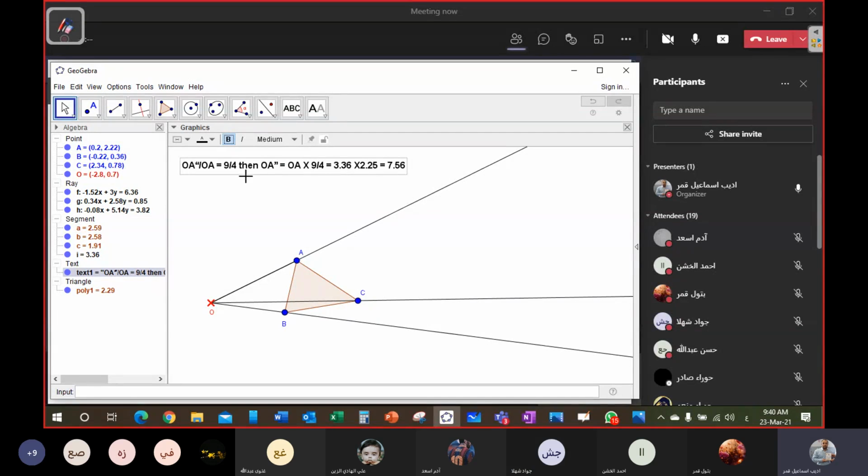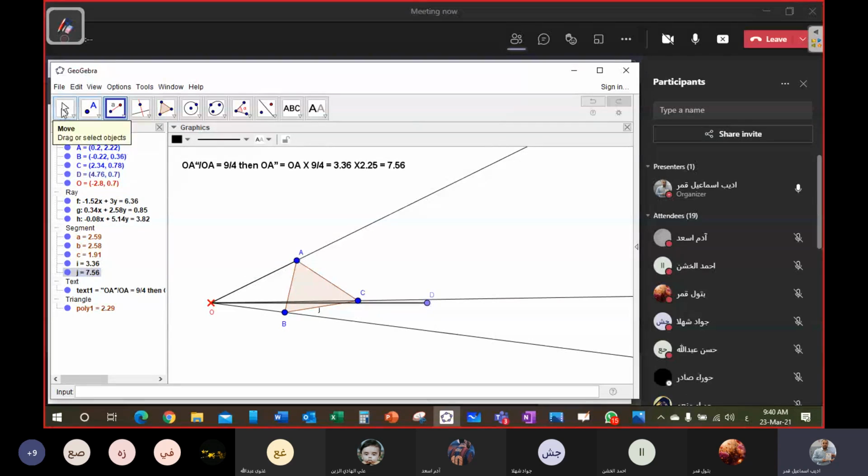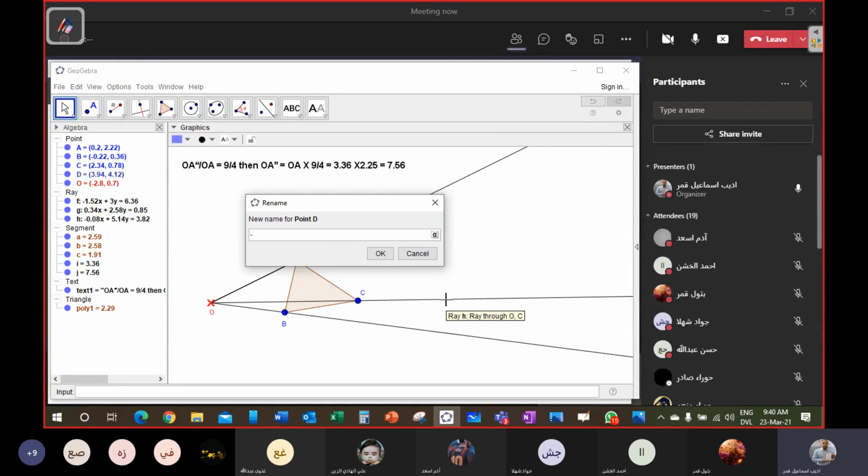OA double prime over OA equal 9 over 4. Then OA double prime is equal to OA times 9 over 4. OA, we measured it here to be equal to 3.36 times 9 over 4. 9 over 4 is equal to 2.25. We multiply 3.36 times 2.25. We get 7.56. So I should now take the segment OA double prime equal to 7.56. I'll take a segment with a given length, starting from O, 7.56. Move it so it lies on the ray OA, and I name this point A double prime.